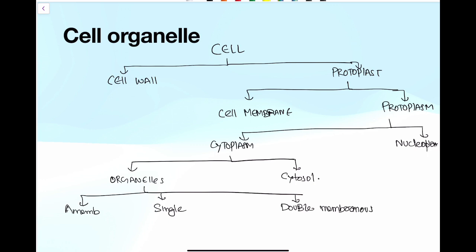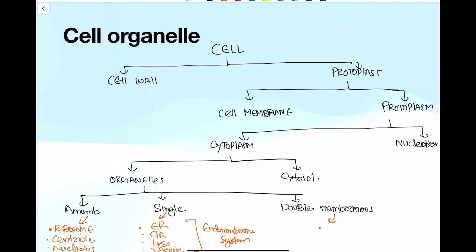Now there can be a question in this classification: amembranous, single membranes, and double membranes. So what are amembranous organelles? This is ribosome, this is centriole, and also nucleolus. Single membrane organelles, what are these? This is endoplasmic reticulum, Golgi apparatus, lysosome, and vacuole, collectively called endomembrane system. They are collectively called the endomembrane system because their activities are closely linked. And double membrane organelles include mitochondria and plastids, chloroplast more precisely. So this is the basic division of the cell.